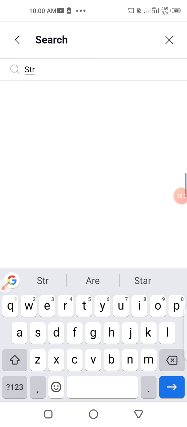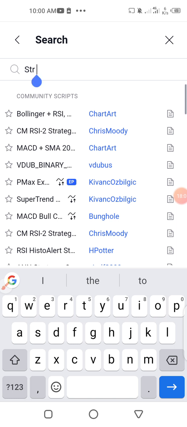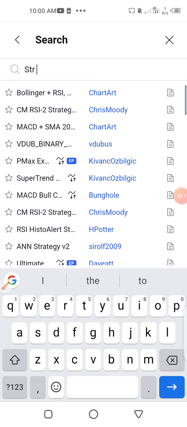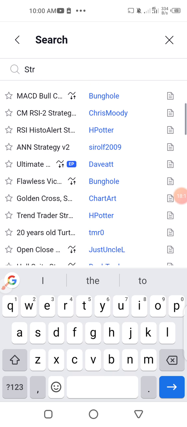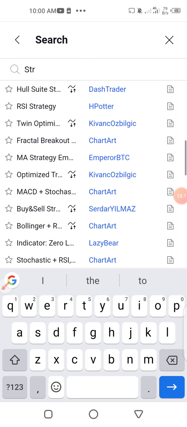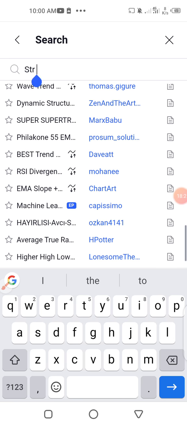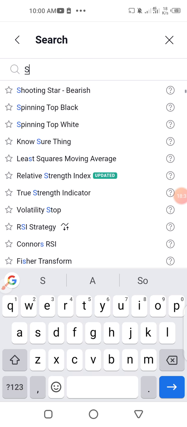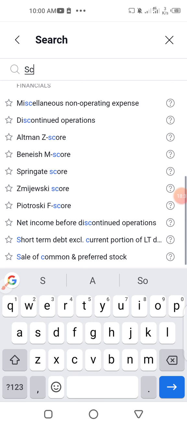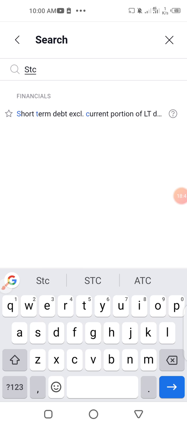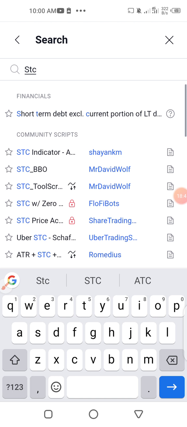STR. Why am I not seeing it? I'm waiting, I'm still searching for it. I used to use it. Why am I not seeing it? Yes, I think it is STR. Oh, sorry, STC. Sorry, it is STC. Don't mind me, I was wondering about this stuff that I use.